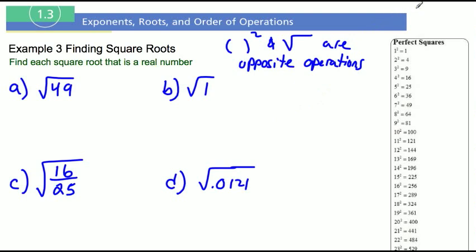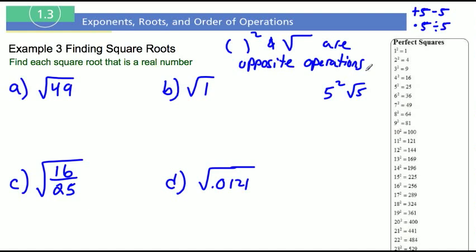So if I said, what's the opposite of adding 5? The opposite of adding 5 is subtracting 5. What's the opposite of multiplying by 5? Oh, well, dividing by 5. So what is the opposite of squaring 5? Oh, well, that's taking the square root of 5. So that's what I'm saying right now. It's just taking the opposite operation.